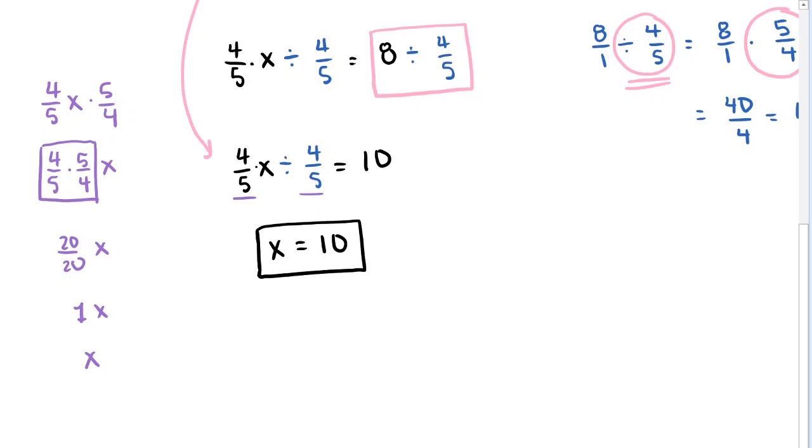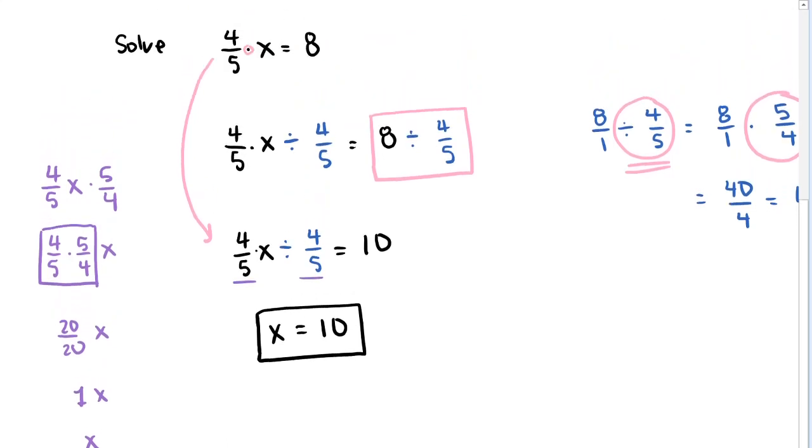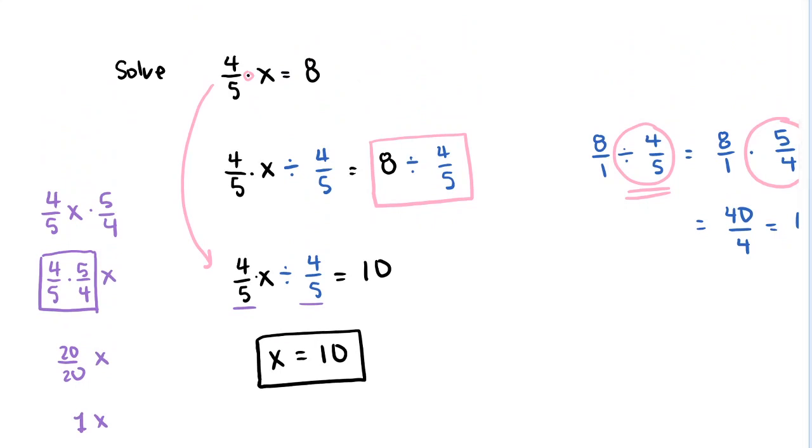And so in general, if you want to get rid of multiplication of a fraction, you can multiply by the reciprocal of that fraction. Instead of just dividing by 4 over 5, we could have gone directly to just saying, let's multiply by 5 over 4. That's really what we did.